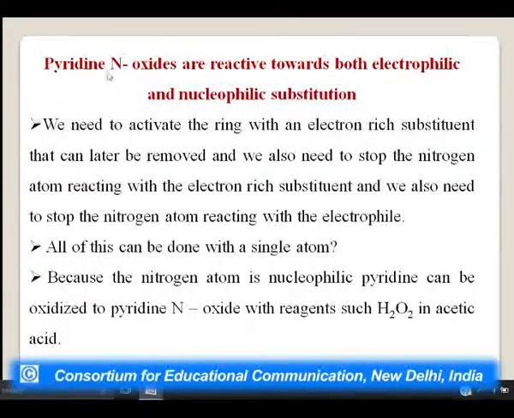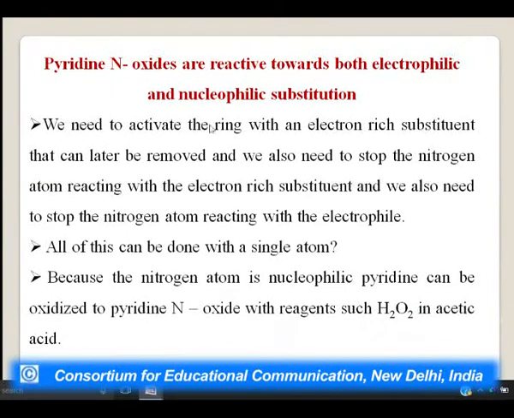Now, the very important derivative of pyridine N oxide. Why is it important? Because reactions with pyridine N oxides are feasible. Which kind of reactions are more feasible? Electrophilic substitution reaction and nucleophilic substitution reaction. Why is it so? First of all, we discuss the structure of pyridine N oxide.